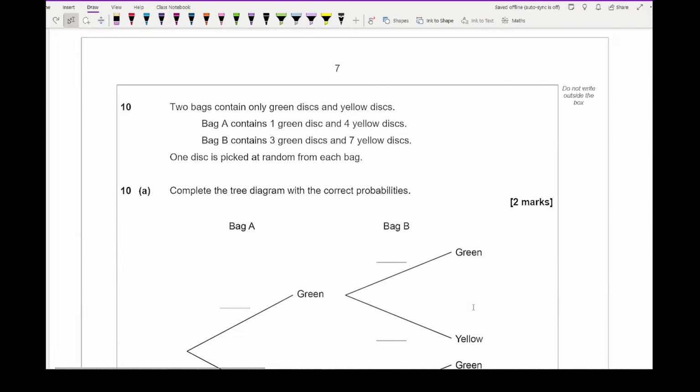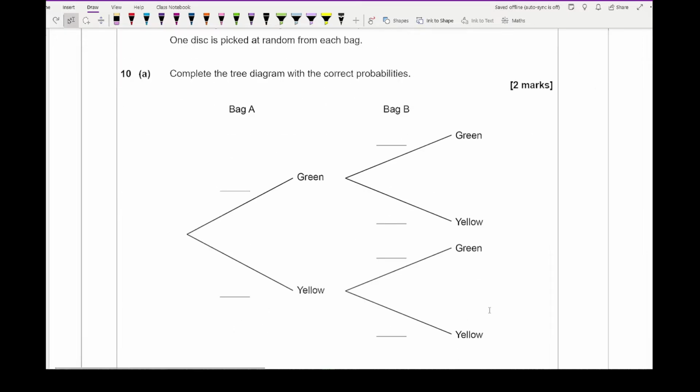Moving on to question 10, it says 2 bags contain only green discs and yellow discs. Bag A contains 1 green disc and 4 yellow discs. Bag B contains 3 green discs and 7 yellow discs. 1 disc is picked at random from each bag. Complete the tree diagram with the correct probabilities.